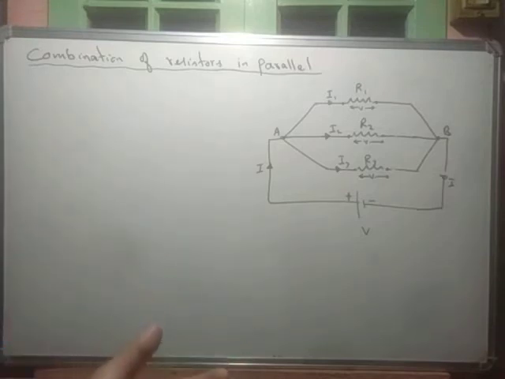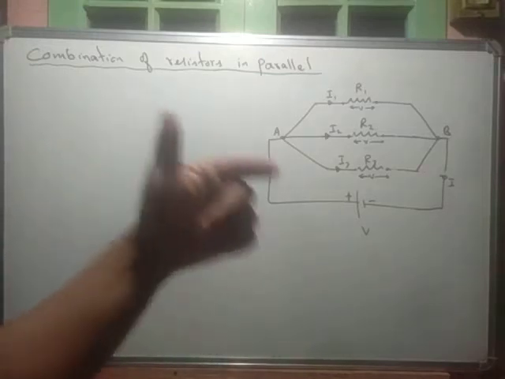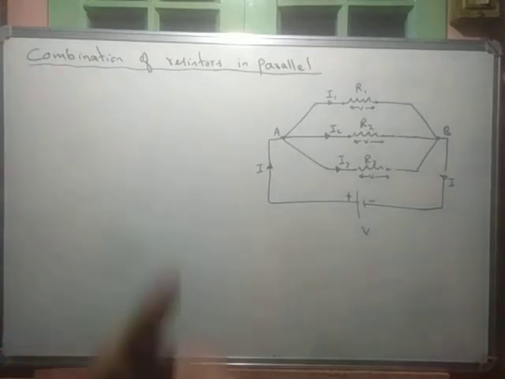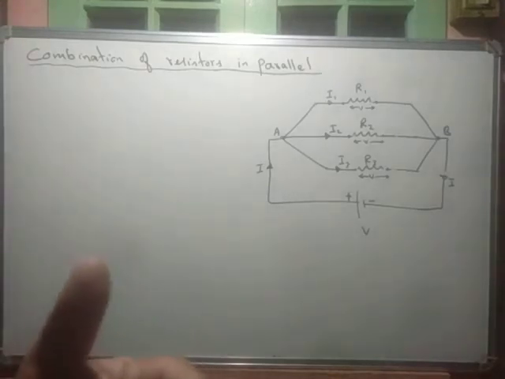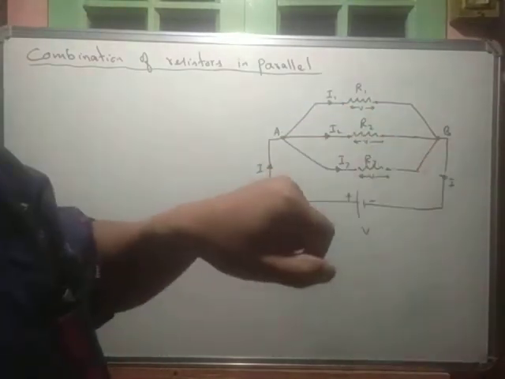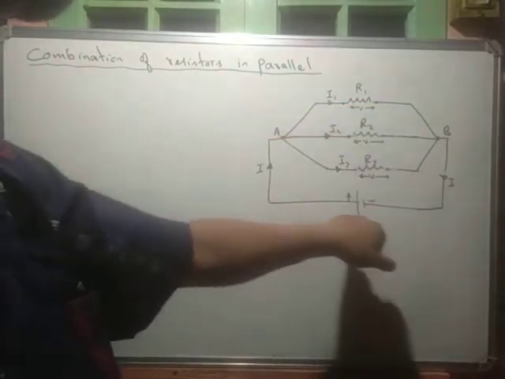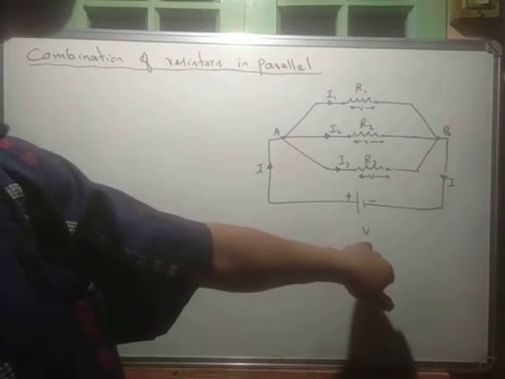We have seen in the previous video about the combination of resistors in series. In series combination, the physical quantity that remains constant is the current I, which means the current through each resistor is the same. But here, the physical quantity which remains constant is the potential difference across each resistor. The potential difference across each resistor is the same as the applied potential difference V.